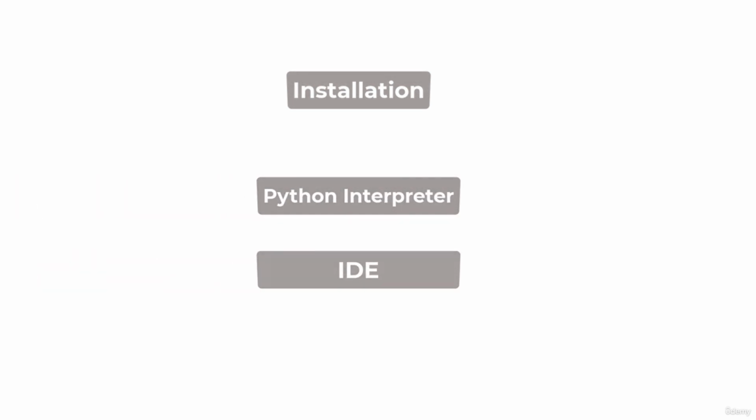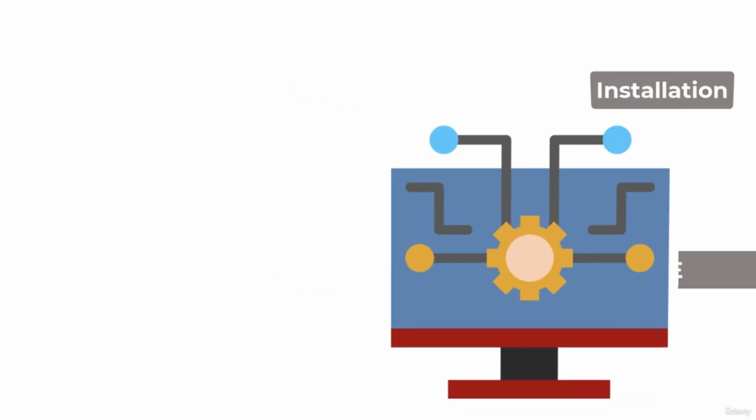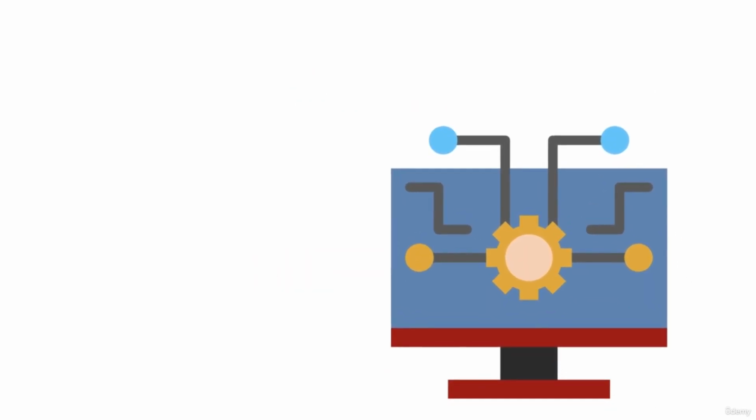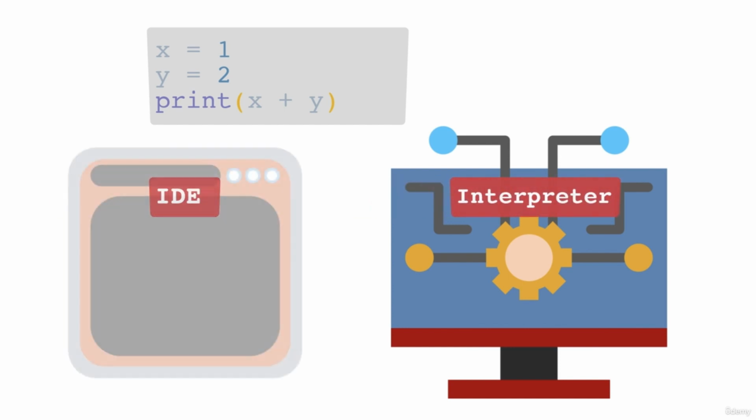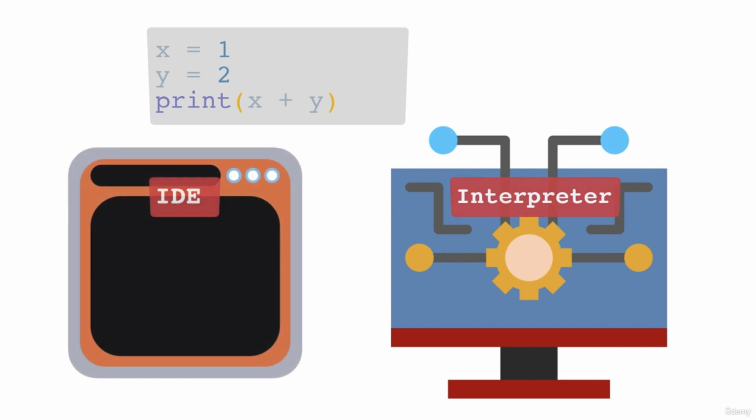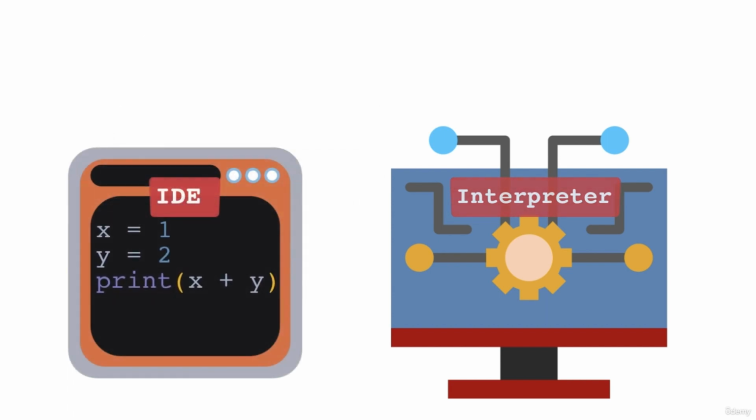In this video, you will learn how to install a Python interpreter and an IDE. A Python interpreter is a software which is designed to interpret Python code. So Python itself is just a language, right? And you need a program to understand that language and produce output. And that program is known as the Python interpreter. And there's also the IDE. An IDE is like a text editor where you write that Python code.